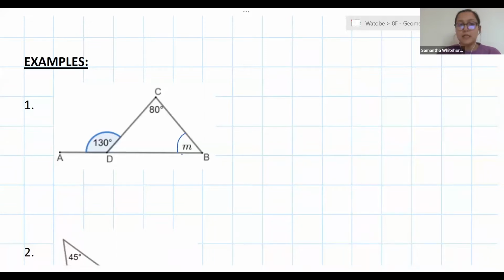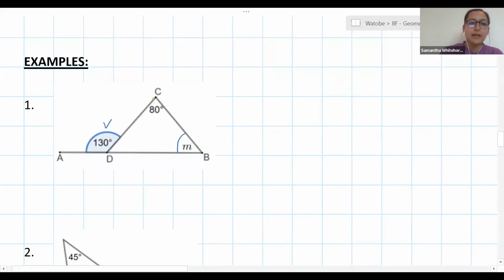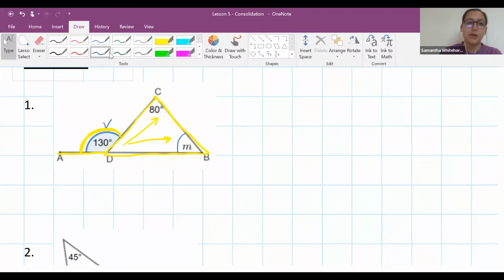Now, what I see here is the fact that this angle of 130 that they've given me is an exterior angle to the triangle. So just so that we're all clear on what that means, my triangle is CDB. And if I extend the one side, so if I extend DB, I'm creating this angle of 130. So that's an exterior angle to my triangle. Now, what I know is that that is equal to the 2 opposite interior angles added together. So I can now start setting up an equation to go and work out what M is.